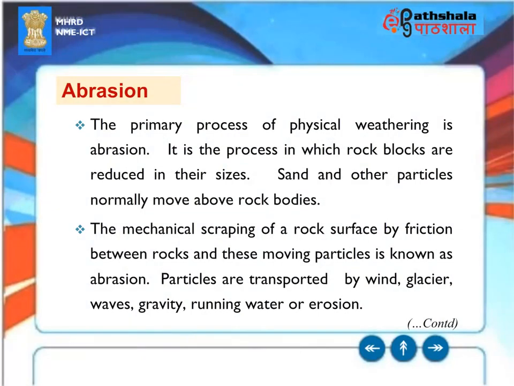Abrasion. The primary process of physical weathering is abrasion. It is the process in which rock blocks are reduced in their sizes. Sand and other particles normally move above rock bodies. The mechanical scraping of a rock surface by friction between rocks and these moving particles is known as abrasion. Particles are transported by wind, glacier, waves, gravity, running water, or erosion.